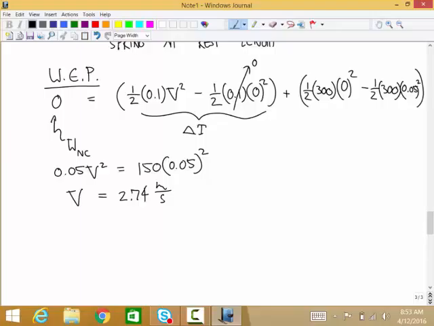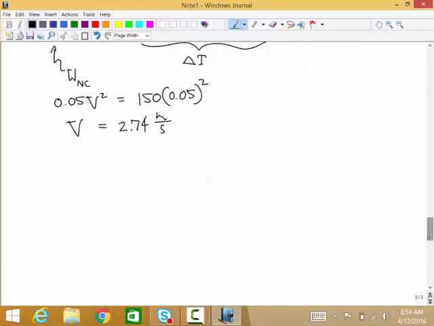Any questions about that one? Are there any parts of that that's confusing? Okay, so now we're going on to conservation of linear momentum.